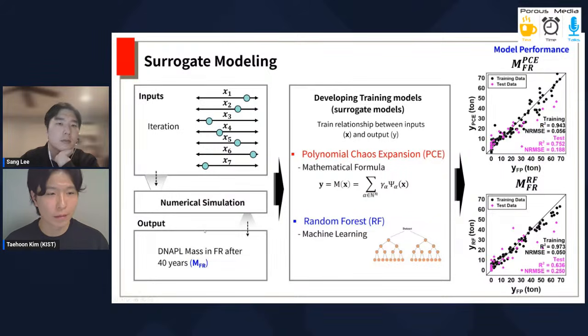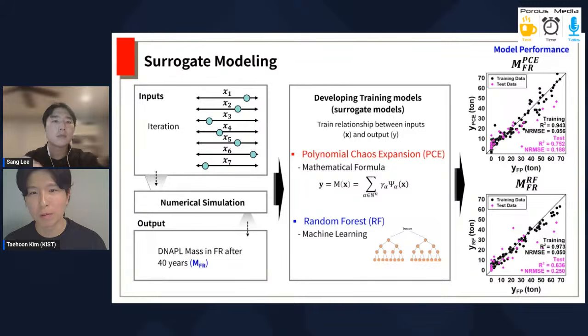And in our case, the output is the DNAPL mass in pressure rock after 40-year simulations. To learn the relationship between the inputs and output, we apply polynomial chaos expansion, or PCE, and a random forest surrogate model, which is one of the well-known machine learning algorithms. On the right side, we have the model performance of both surrogate models. There are comparisons between both surrogate models and the original numerical simulation results.